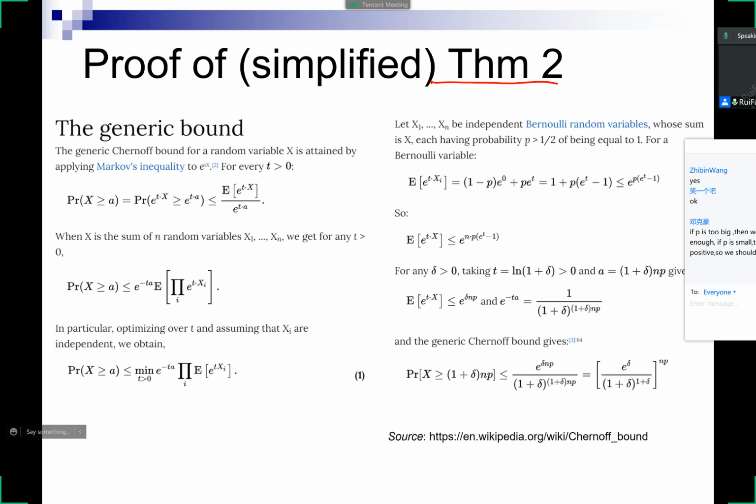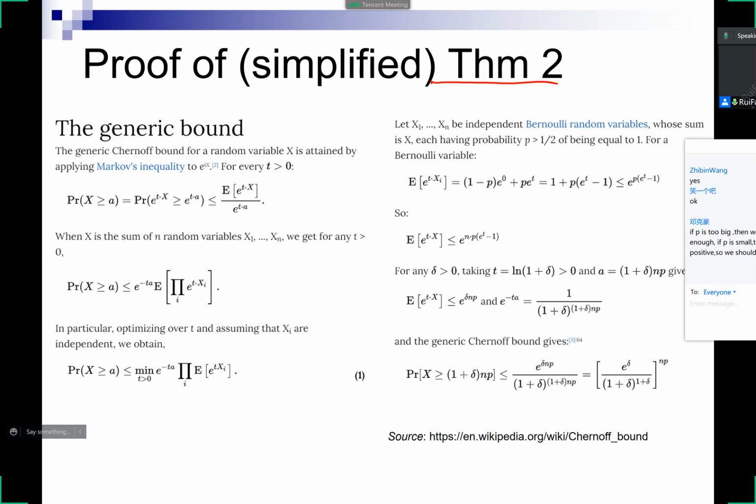This proof directly comes from Wikipedia. I did a screen capture of Wikipedia, because they have a very nice proof of this bound, so I didn't want to just rewrite everything, and I just directly took this out of Wikipedia. All right, so let's go through this.